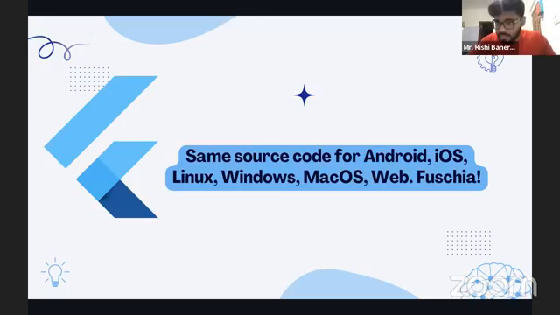So again, reiterating the fact, same source code for Android, iOS, Linux, Windows, macOS, Web, and Fuchsia. This is one of the OSs Google is developing, which is purely based on Flutter and Dart as the core language. Like in Android, we have Java, and beneath it is the C++ kernel, the Linux kernel, and in iOS we have the Unix kernel, right? So this kernel is called the Zircon kernel, and the top layer is Fuchsia, which is using Flutter in and out, right?